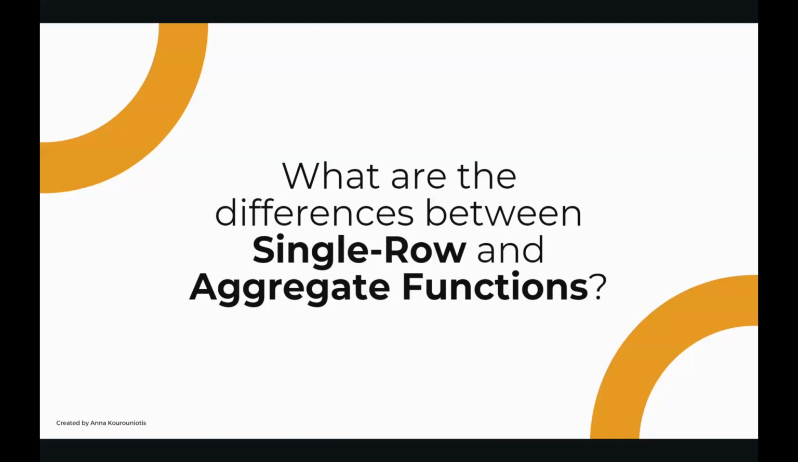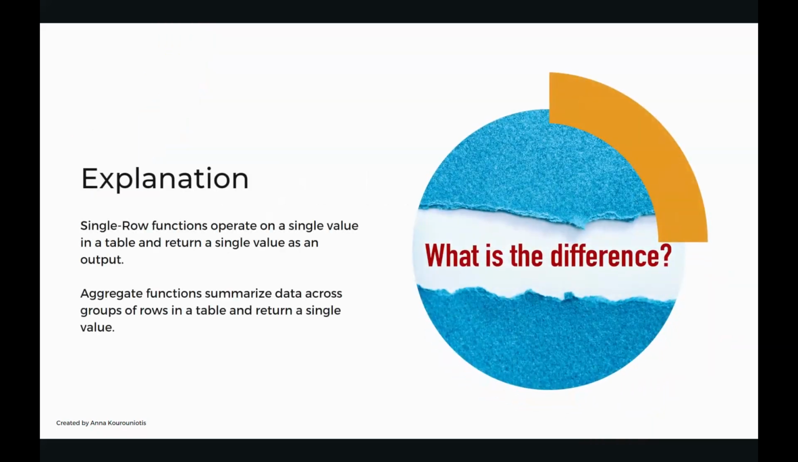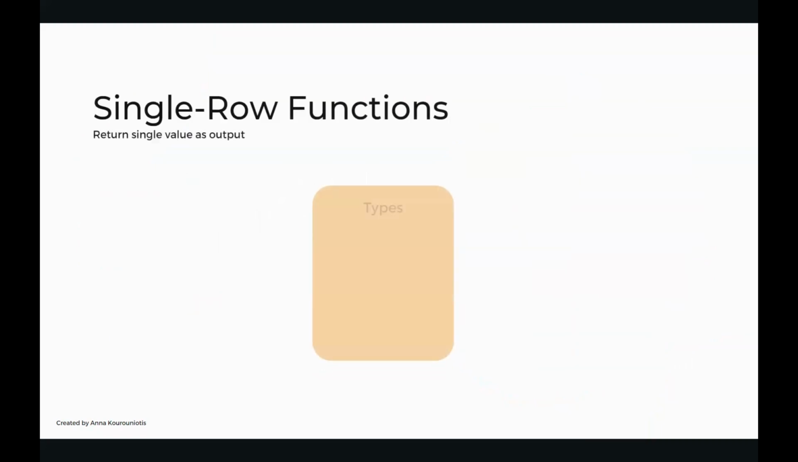Let us look at some of the differences between what PeopleSoft refers to as single row and aggregate level functions. Single row functions operate on a single value in your table and return a single value as your output, whereas an aggregate function operates on a group of rows and returns a single value.